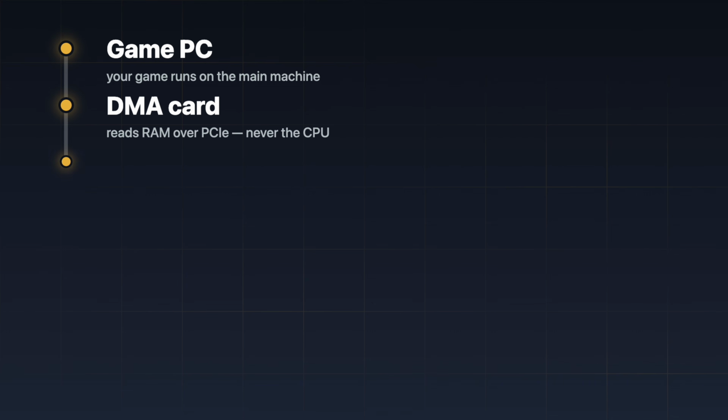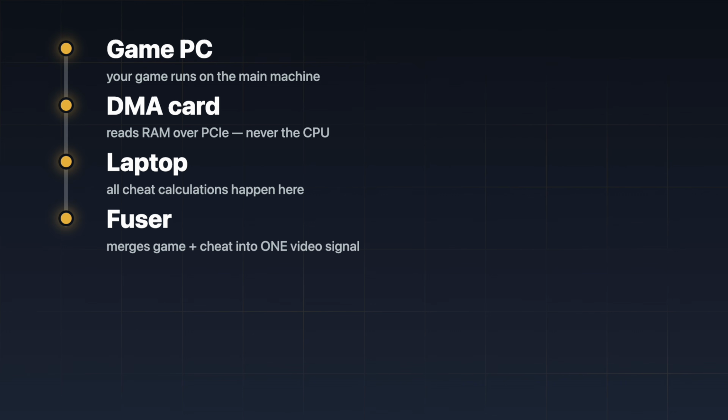And then it passes that information onto your laptop through a USB. All the processing is done here on this laptop. And then to get out any video output, it would go through something called a fuser, where it takes the output of your game and the output of your cheat, and it turns it into one video signal that then gets sent to your monitor.